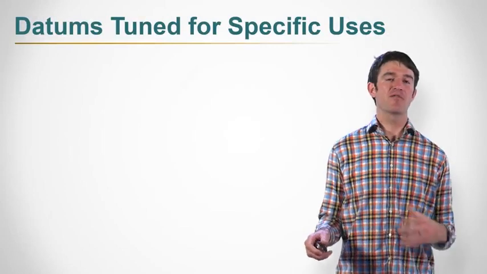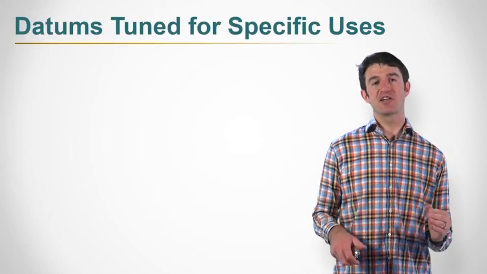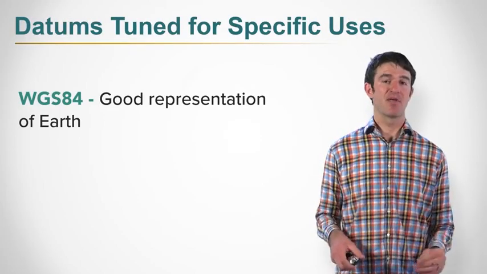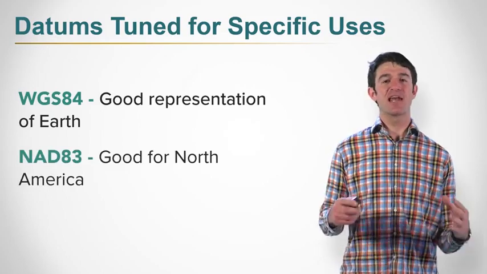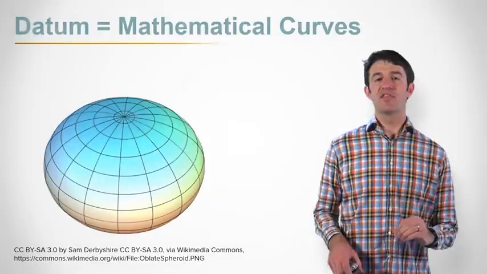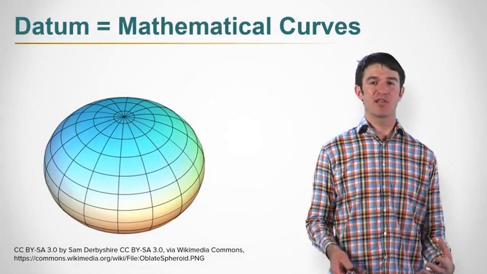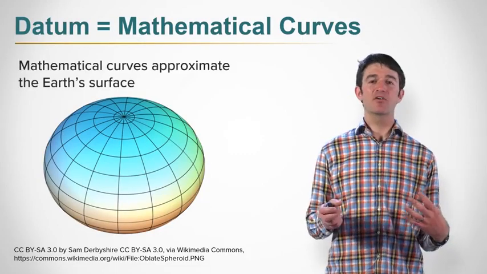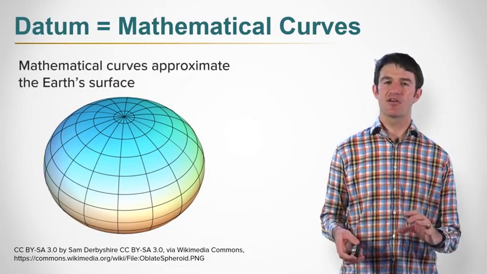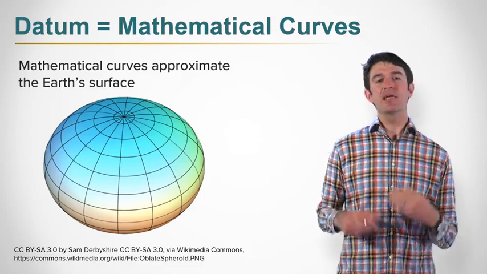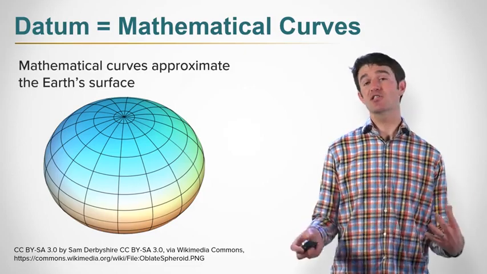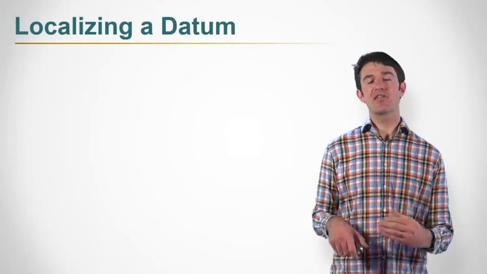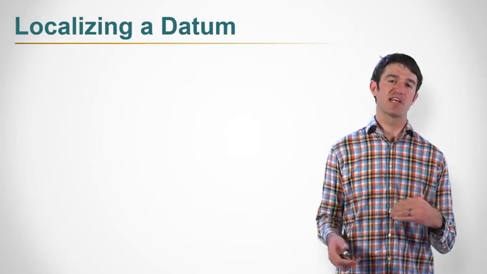And just like we'll learn about for projections in general, datums are tuned for specific uses. Some of them are good for the entire planet, like WGS-84 or the World Geodetic System, while others are good for certain regions, like NAD-83 or North American Datum. This tuning comes because we don't just have some perfectly accurate 3D model of the Earth that we can use for everything. Instead, you can think of a datum as being built of mathematical curves that attempt to approximate the surface of the Earth. This limits the specificity of the model, but increases the ability to transform between different versions of these models. By localizing a datum to a region, the curves can be tuned for that area at the expense of the others that aren't designed to be represented by that model.